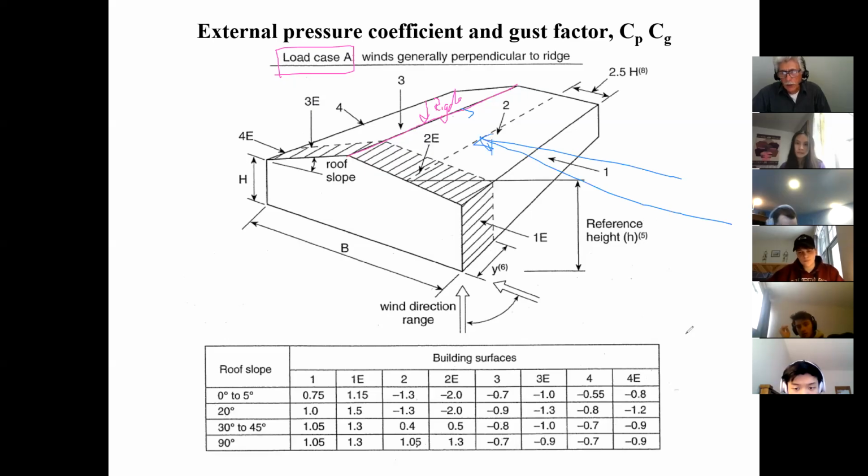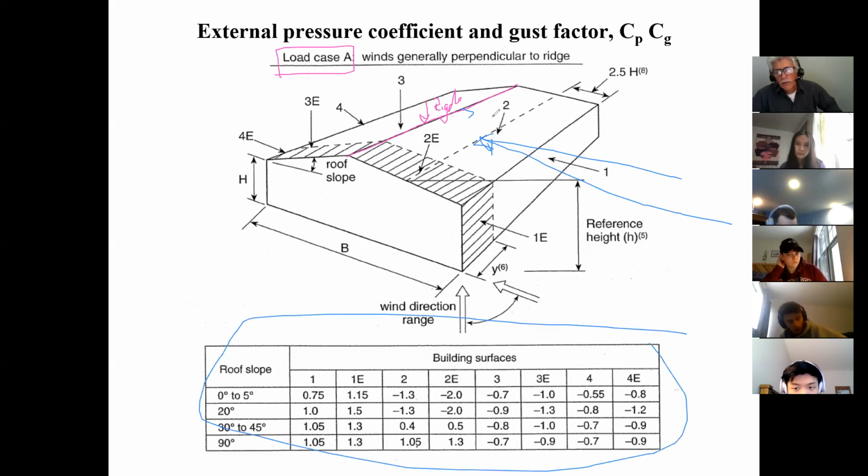So this table here is only good for when the wind is blowing this way. That's what this table is going to give. And then there's going to be another diagram where we're going to see when the wind is blowing the other way, but let's not worry about that right now. That's the other thing I want you to be aware of.